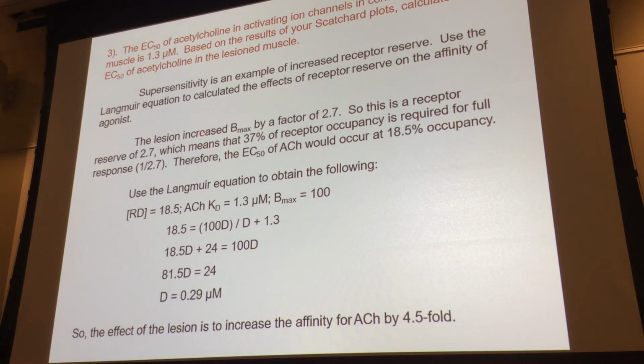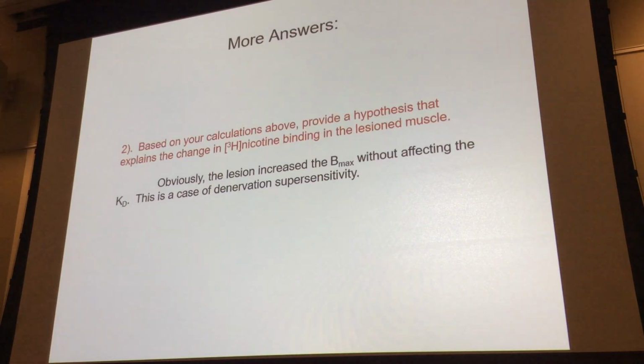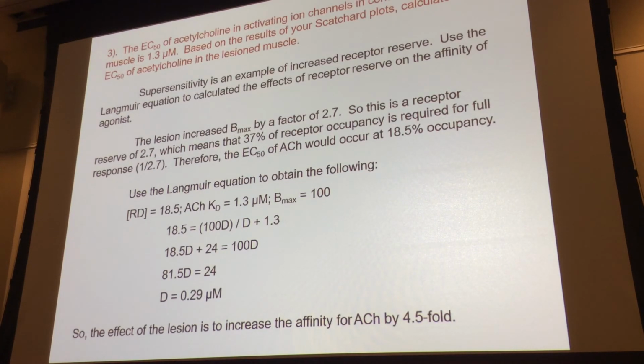So the lesion increased the number of receptors by a factor of 2.7. So this is a receptor reserve of 2.7. That's basically the difference between 0.015 and 0.41. Now, how do you get from that to receptor occupancy?